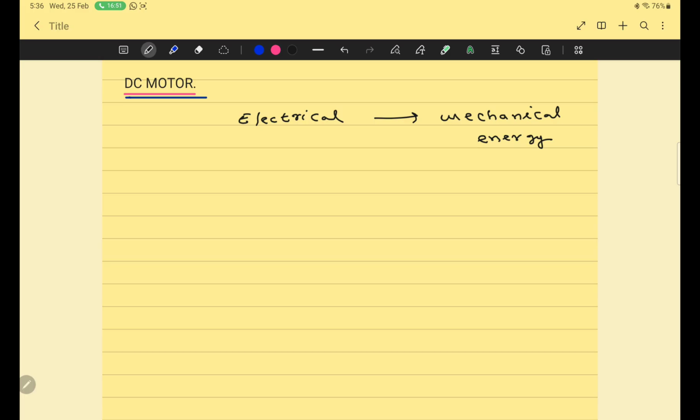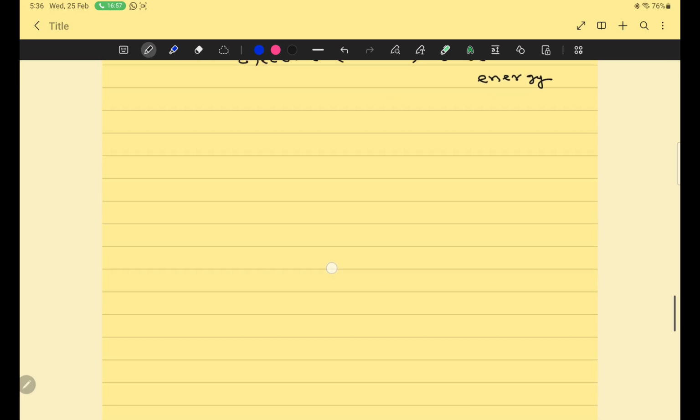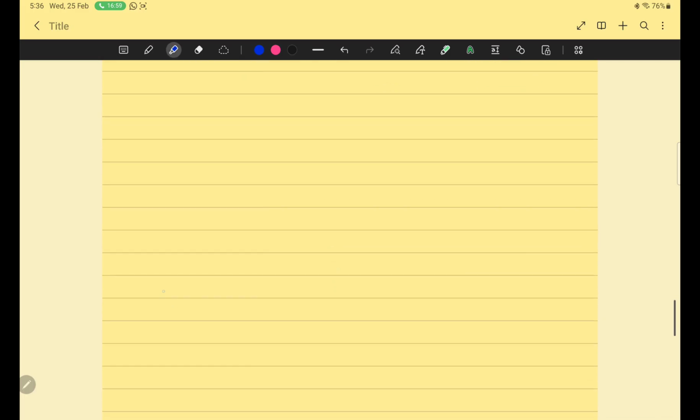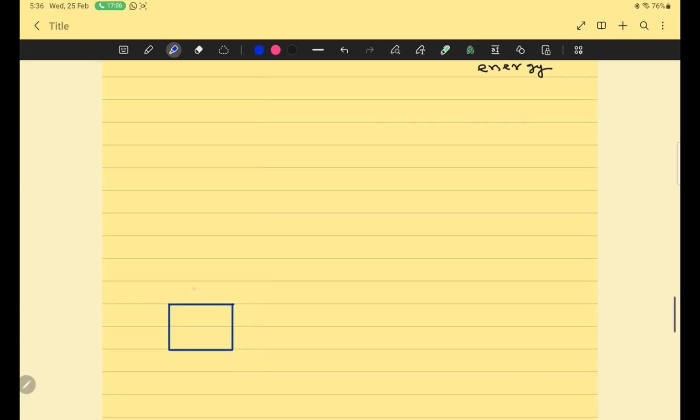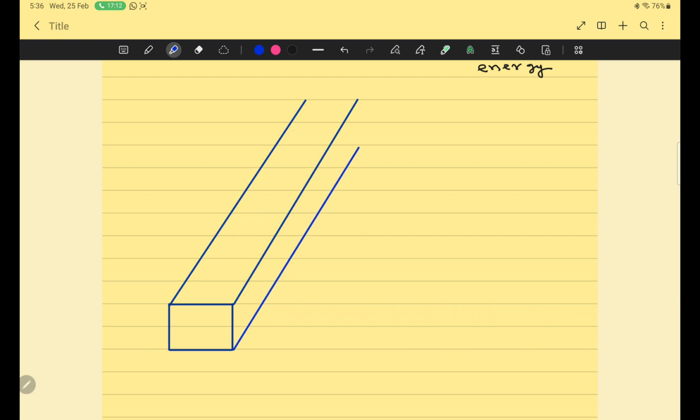It is the introduction. And now we are going to study the construction and working of a DC motor. So everyone knows, sir, there are four essential parts of a DC motor. This is the first one. This is a permanent magnet.